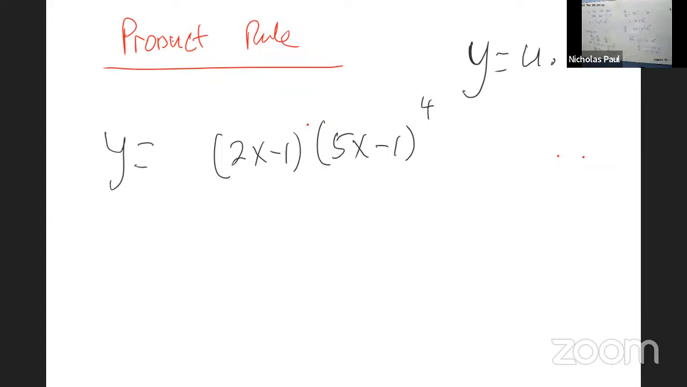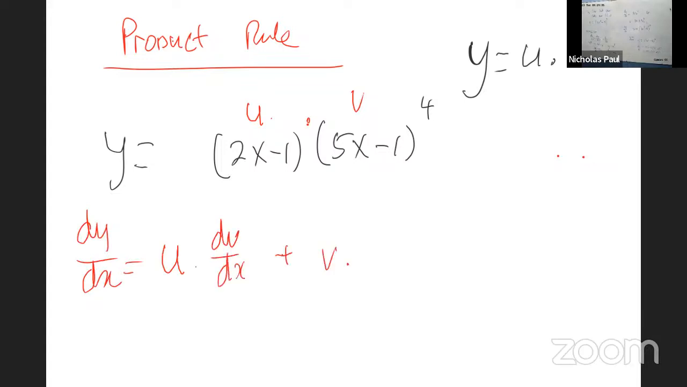So sometimes if you get a product looking like that, you don't want to have to expand that out. So what you do is you let one of them be u, and you let the next one be v, and then you use this formula: dy/dx is equal to u multiplied by dv/dx plus v multiplied by du/dx. The good thing is they'll give you this in the formula sheet at the front of the exam, but you have to learn it for now.